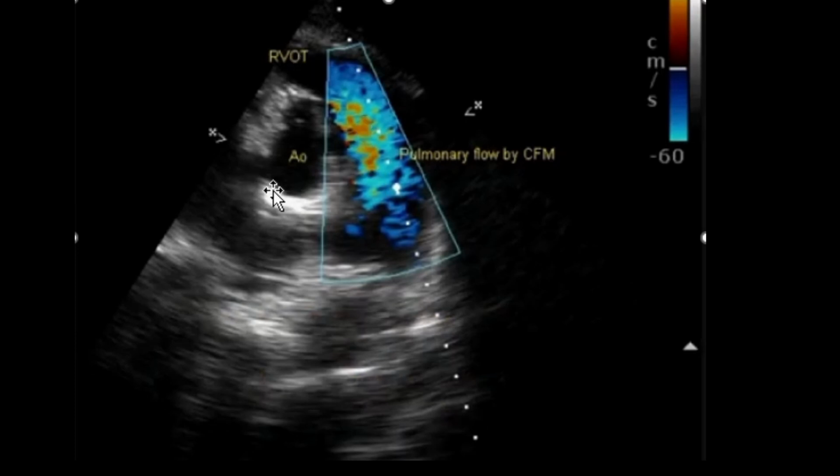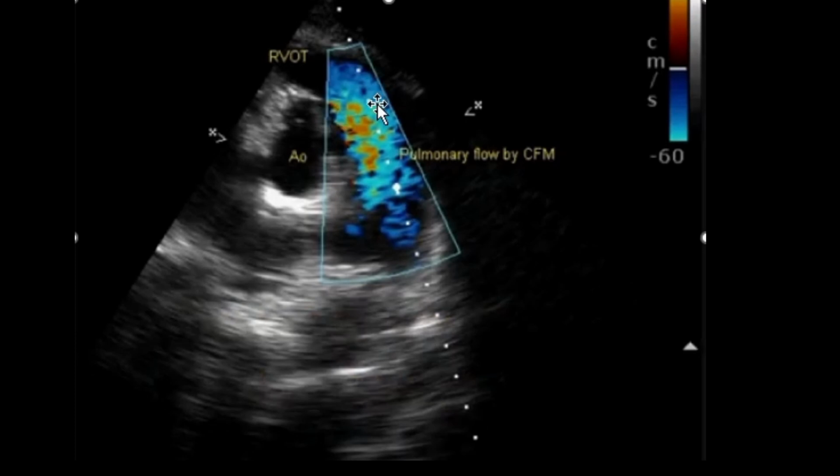This is the circle and sausage appearance. This is the circle, cross section of the aorta, and sausage is cross section of the pulmonary artery, because pulmonary artery curves around the aorta and goes posteriorly. And you can see the bifurcation, pulmonary artery bifurcation. In congenital heart disease, we identify the pulmonary artery by looking at the bifurcation. Vessel which bifurcates will be the pulmonary artery, while aorta does not bifurcate.